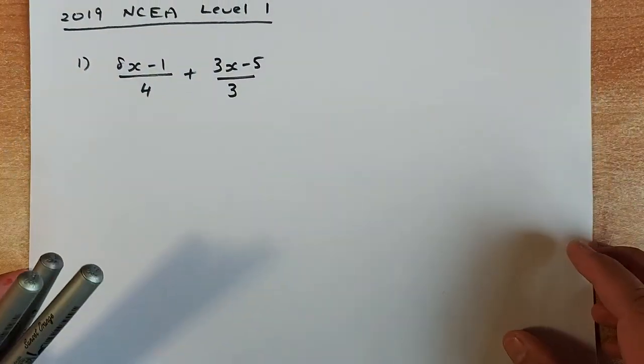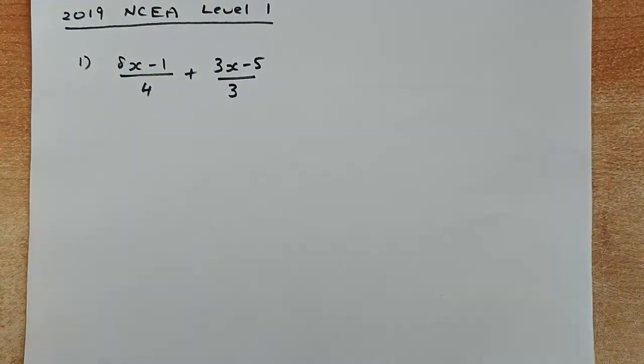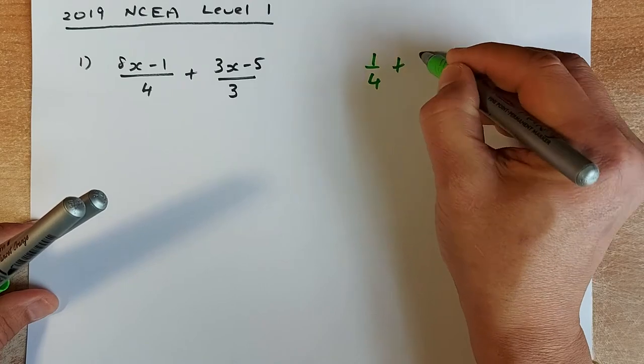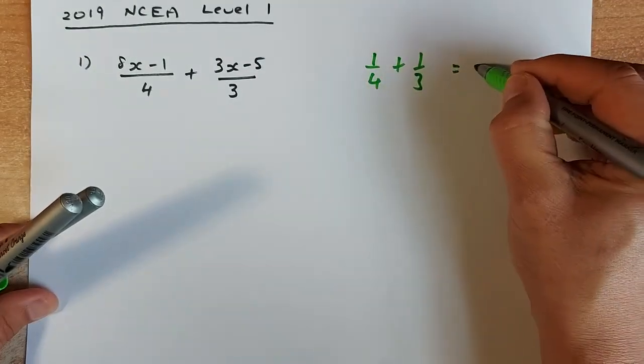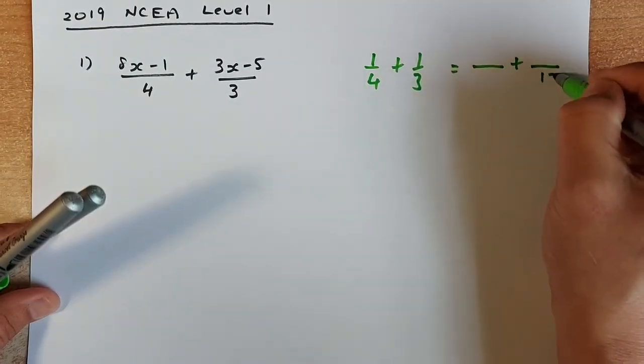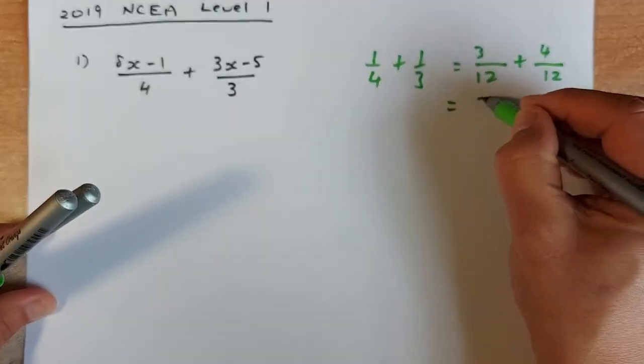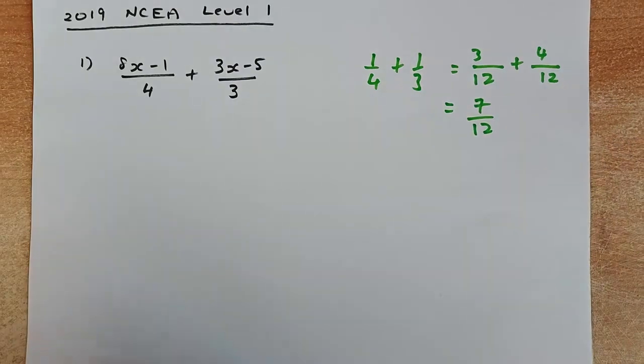Okay, now we're going to do some NCEA papers. The first one is from the 2019 NCEA. And we are going to simplify an addition of two fractions. Okay, the easiest way, if you know 1/4 plus 1/3, what you do, you have to make it the same denominator. 12, 12, and then you multiply by 3 and multiply by 4, and the answer is 7 over 12. So this same principle is going to happen, okay?